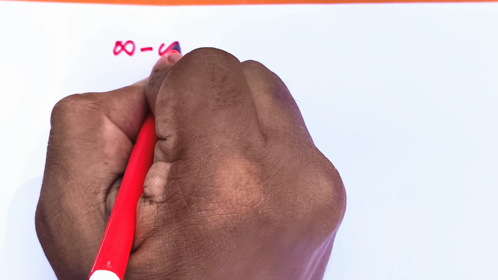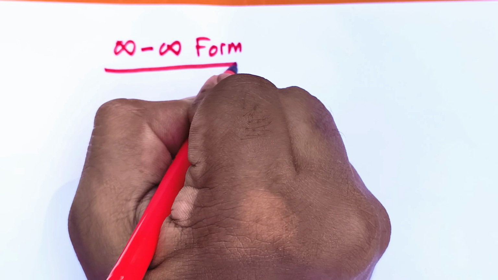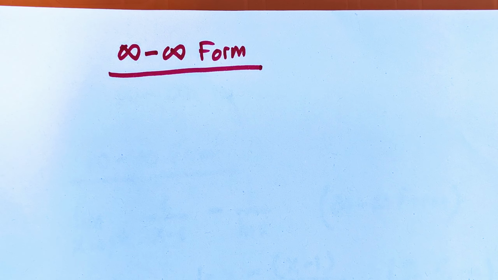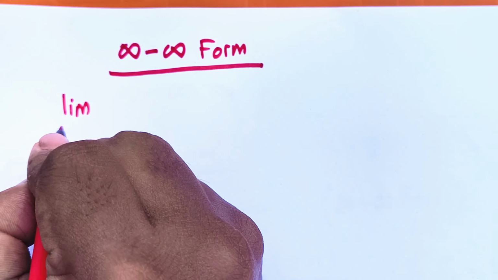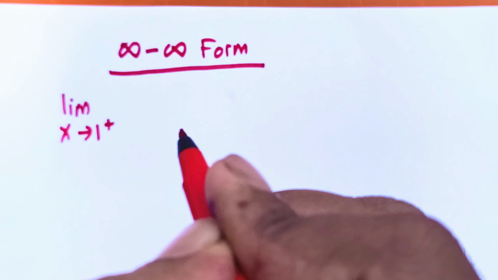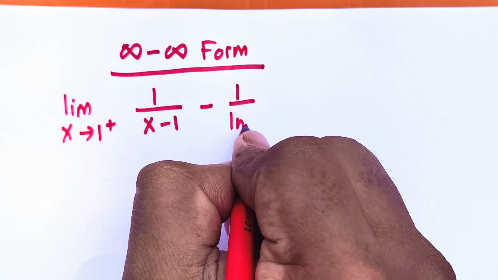Next, let's solve the limits of the form infinity minus infinity. Here there is no specific rule. By simple manipulation you can change the limit to 0 over 0 or infinity over infinity form, then apply L'Hopital's rule. Let's first solve. We have limit x goes to 1 plus, 1 over x minus 1 minus 1 over ln x.